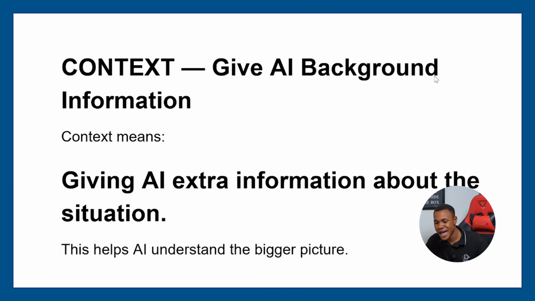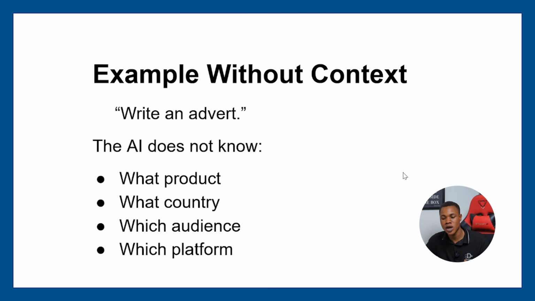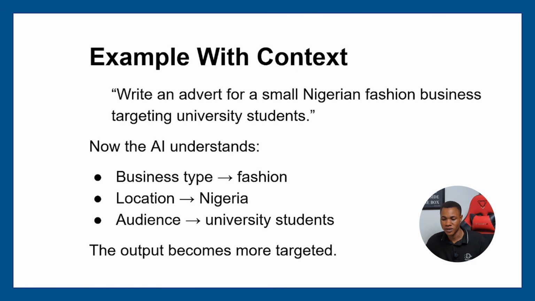Thank you. All right, so giving AI extra information about the situation helps it do a good job. If you just say write an advert, the AI does not understand which product, what country the product is for, which audience, which platforms, and all of that. But if you tell the AI, write an advert for a small Nigerian fashion business targeting university students, you can see that this is the context. The context is small Nigerian fashion business targeting university students. It's a small business actually. So the AI now understands the business type, the location, and the audience.